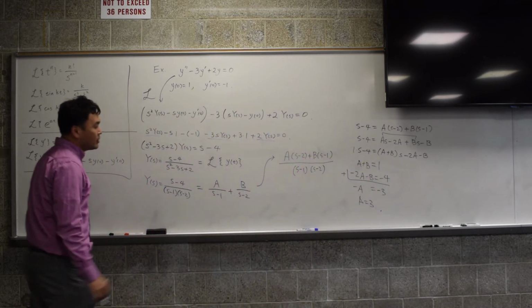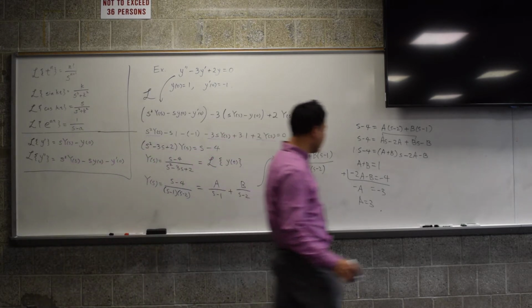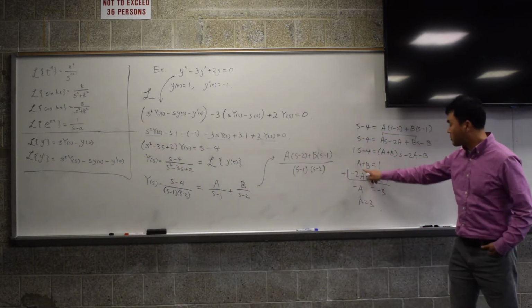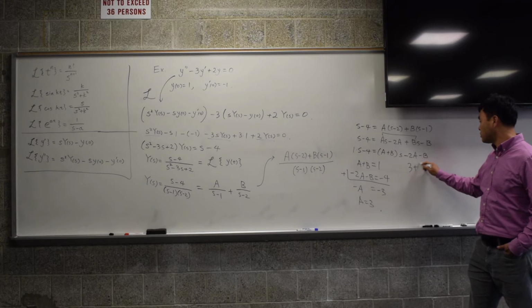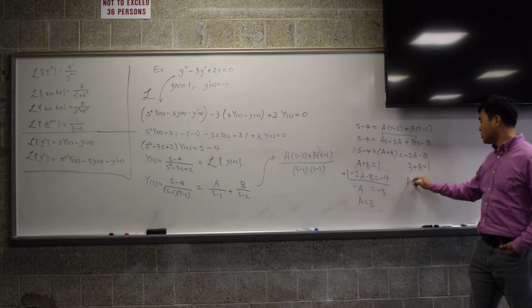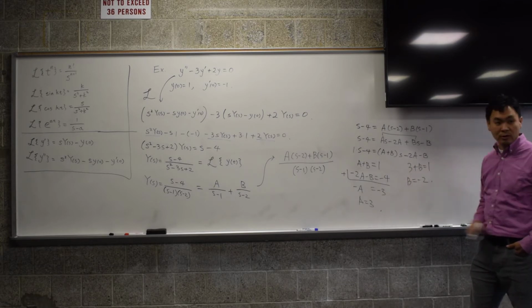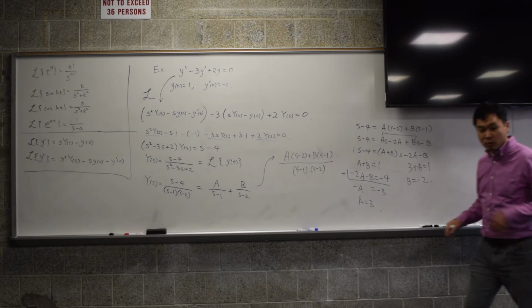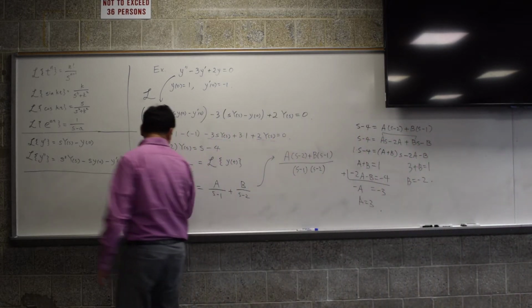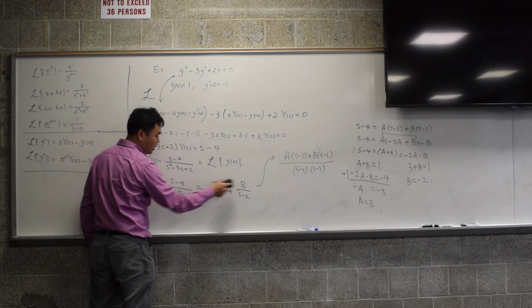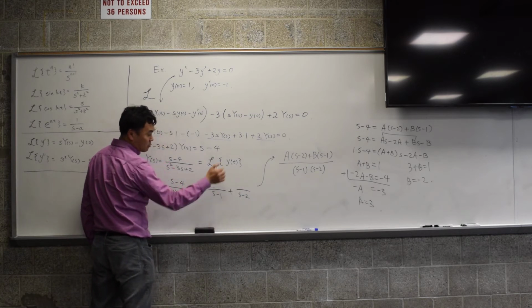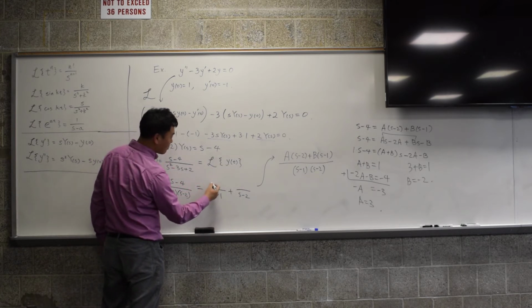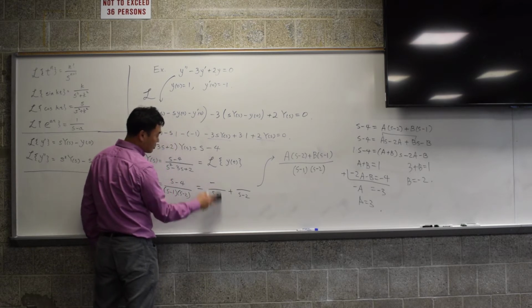Okay? And on the other hand, if I plug 3 back in here, then I get 3 plus B equal to 1, which means B is equal to negative 2. So I got these values. What do you do after? You go back and replace A and B with the things that you figured out. A is, no, positive 3.